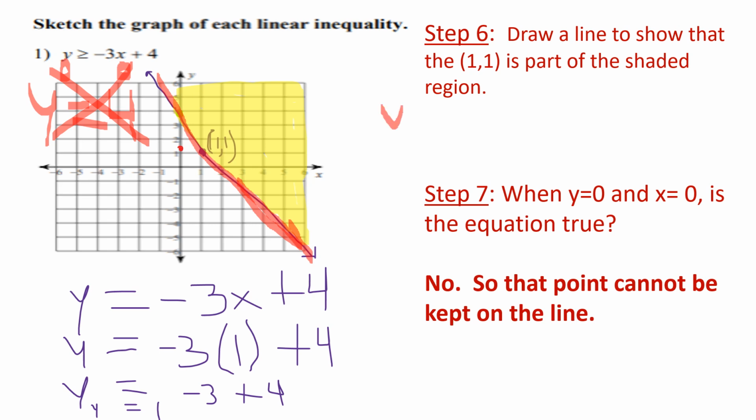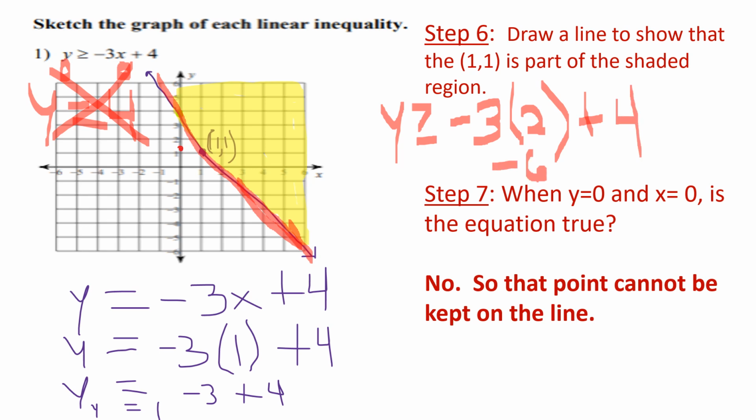This graph only stays true when you think about it. If you put y is greater than or equal to negative 3 times positive 2 plus 4, you're going to get negative 6 plus 4, which is negative 2. So y is negative 2 over here, which is not on your graph, and this inequality is then not going to be true. So you want to make sure all your points lie over here, and that's why your shading is done this way.